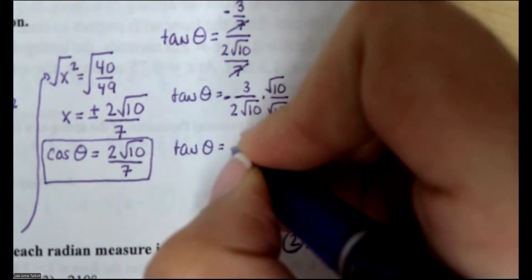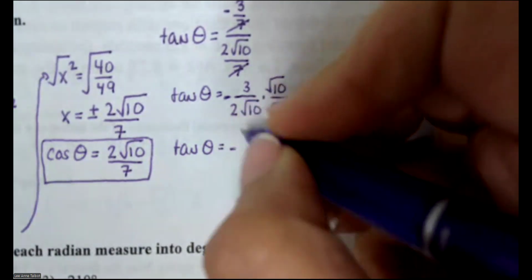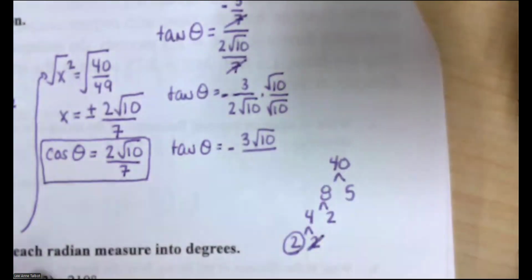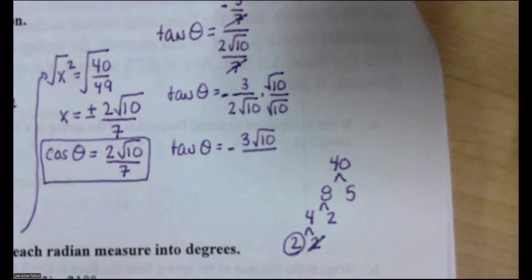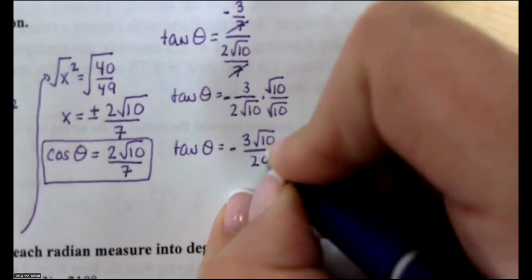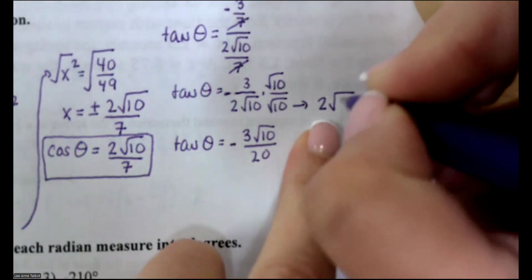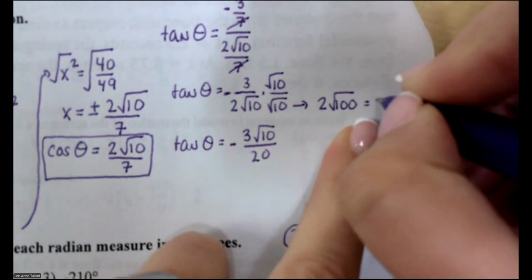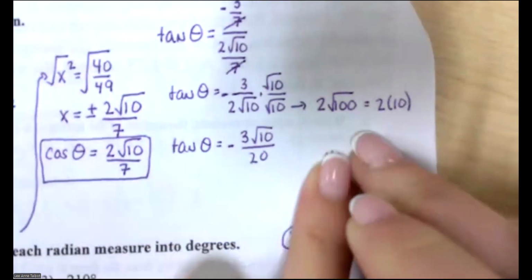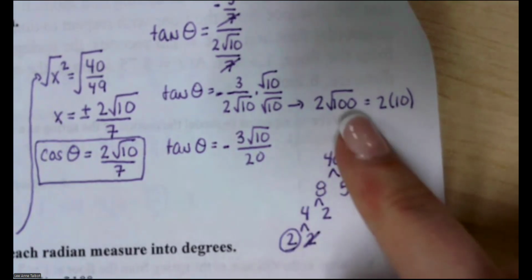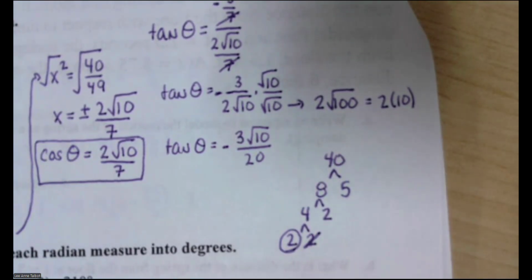Okay. The top is easy. It's 3 root 10. What is the bottom? What's 2 times root 10 times root 10? 20. Okay, and if you want to, you can put these little notes over here just in case you want them. It's 2 root 100, which is 2 times 10, which is 20.